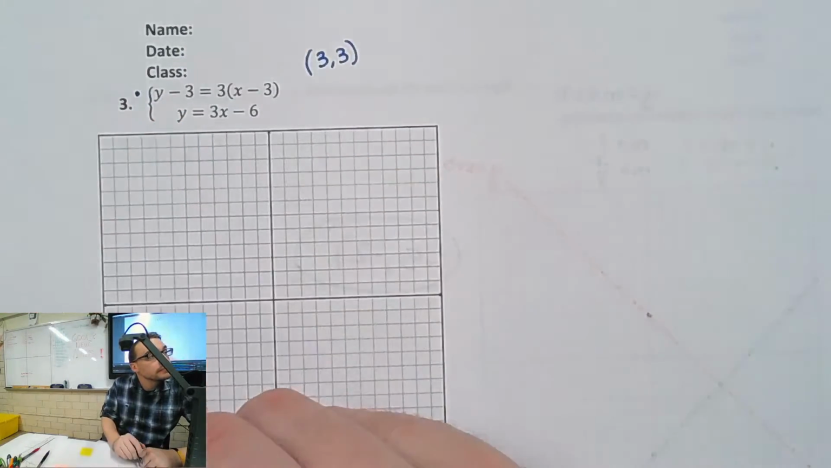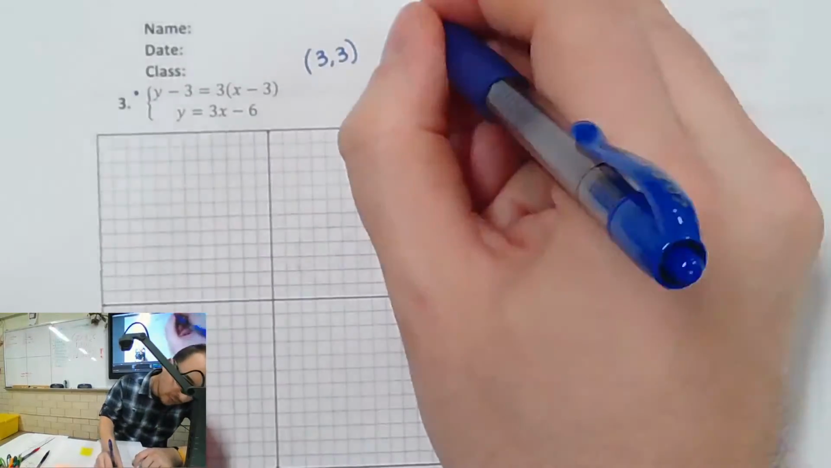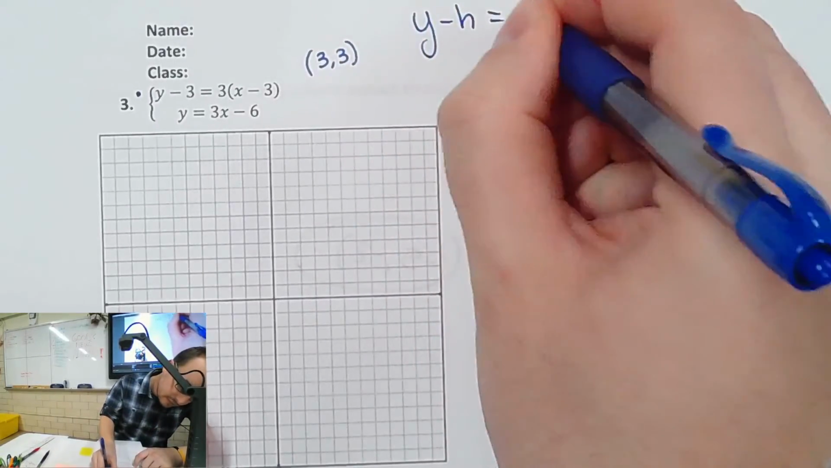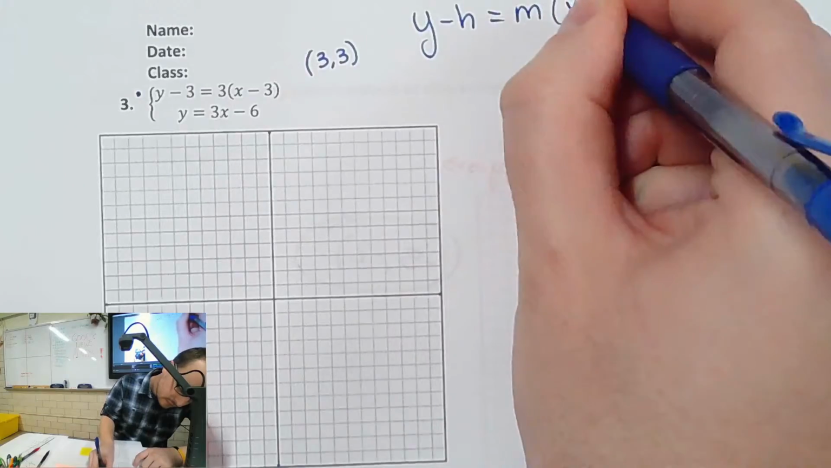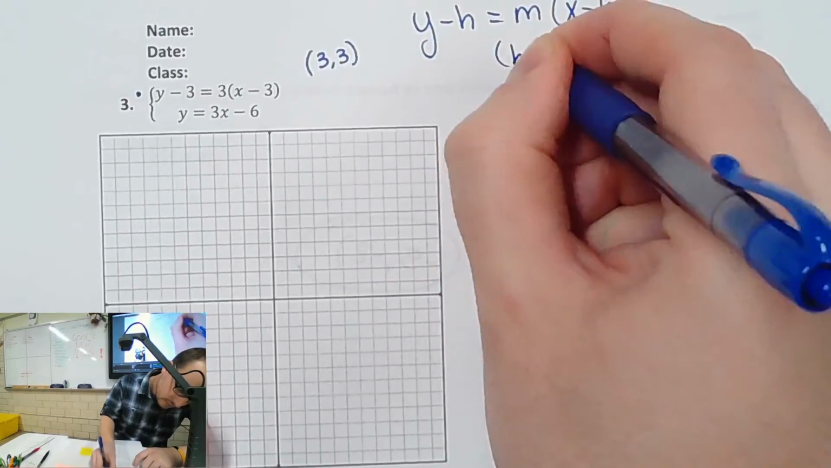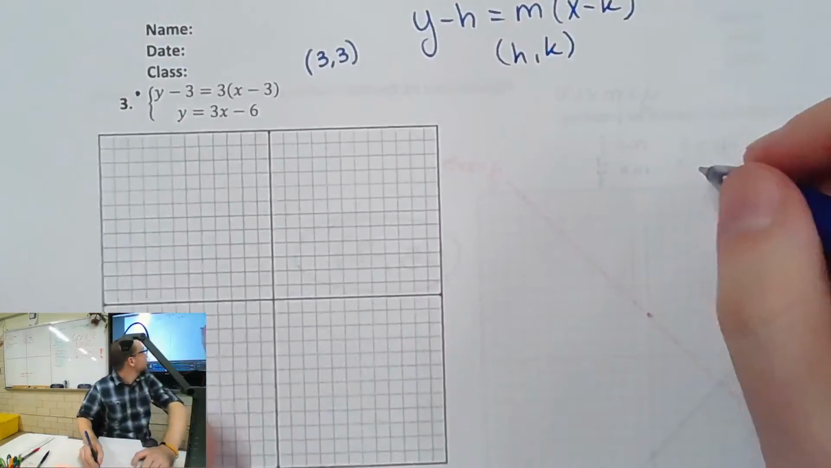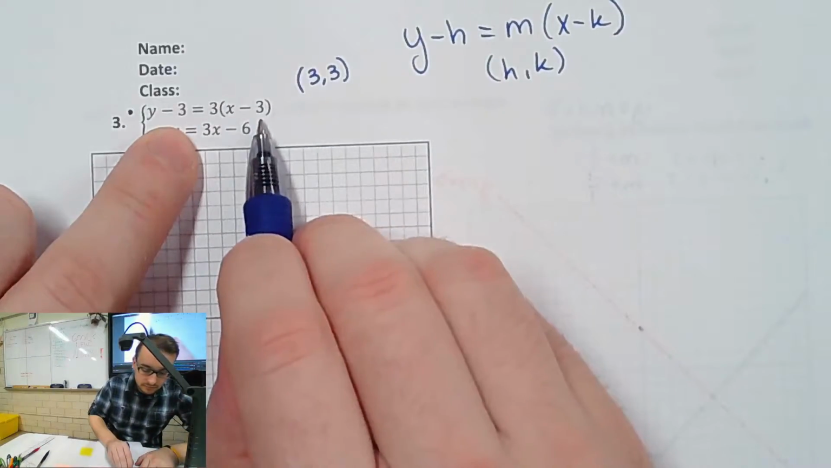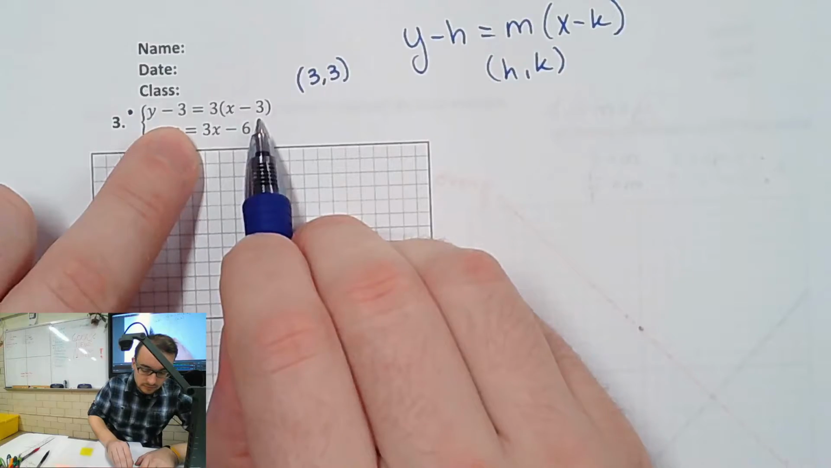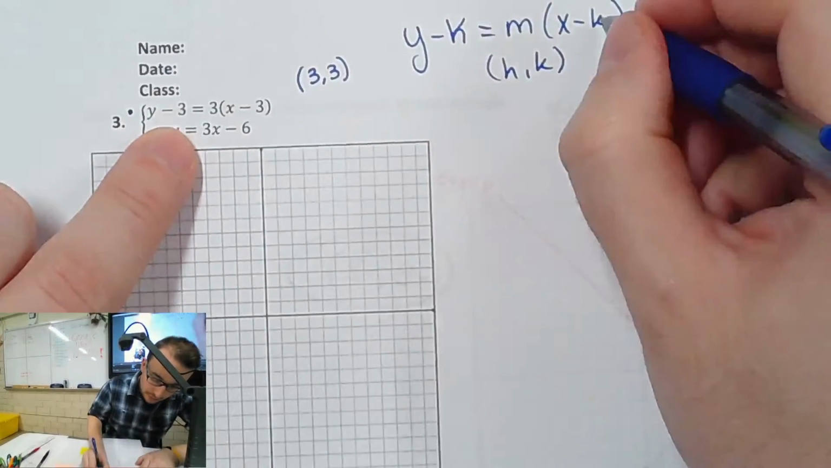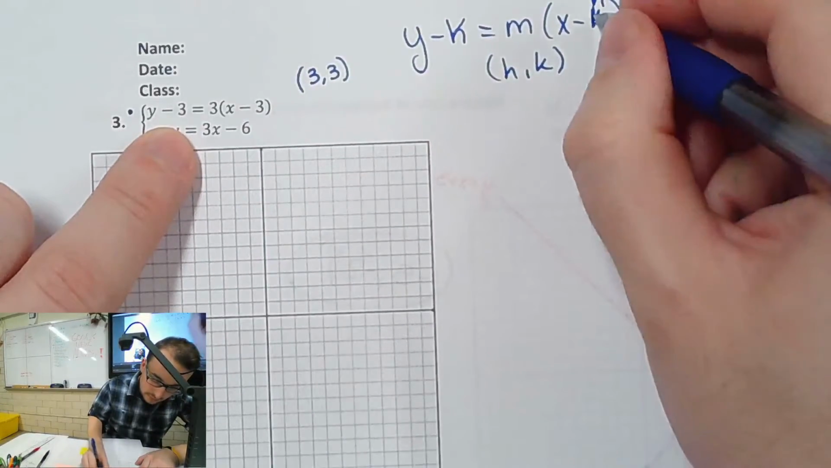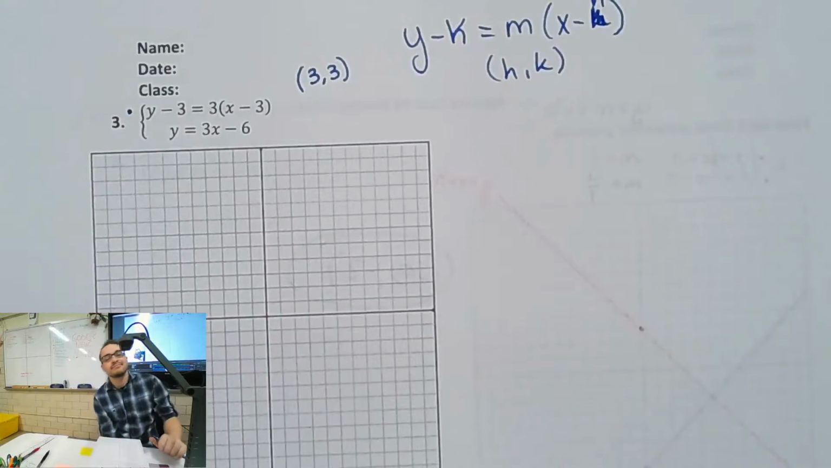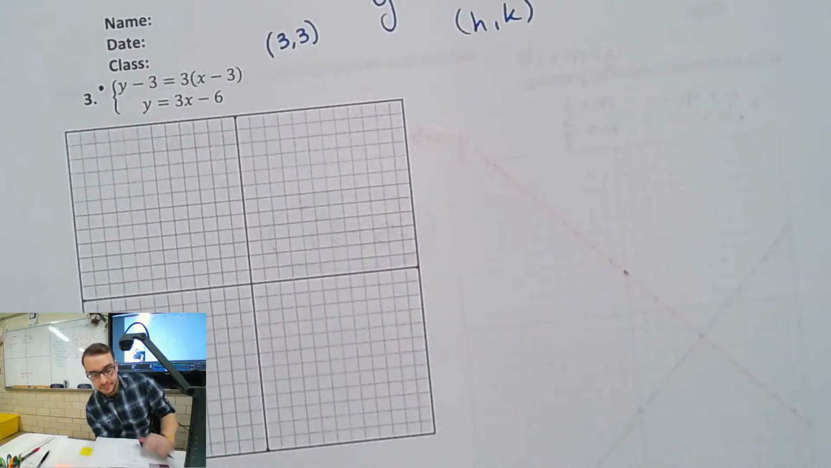Point slope form is this: y minus k equals m times x minus h, where the signs are different. H would be x. Whoops, sorry. Flip. I wrote it the wrong way. That was not on purpose.